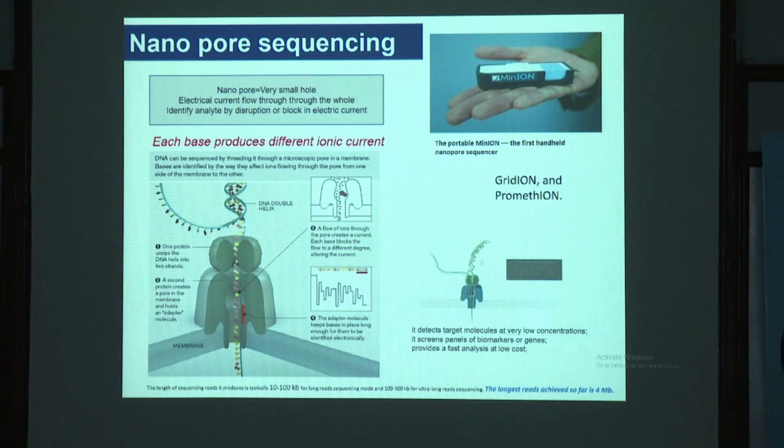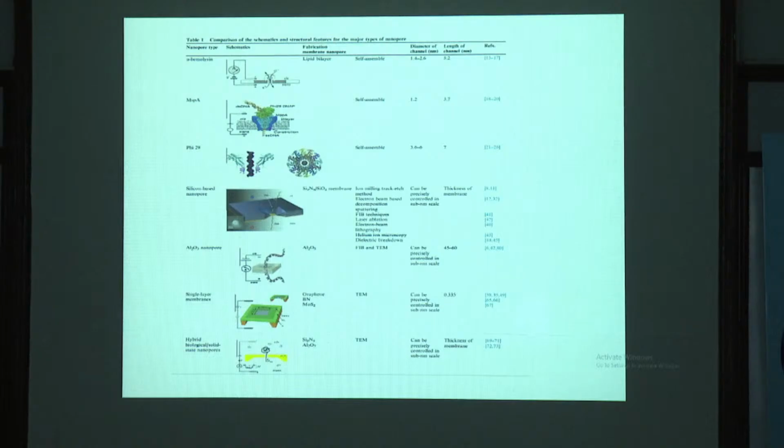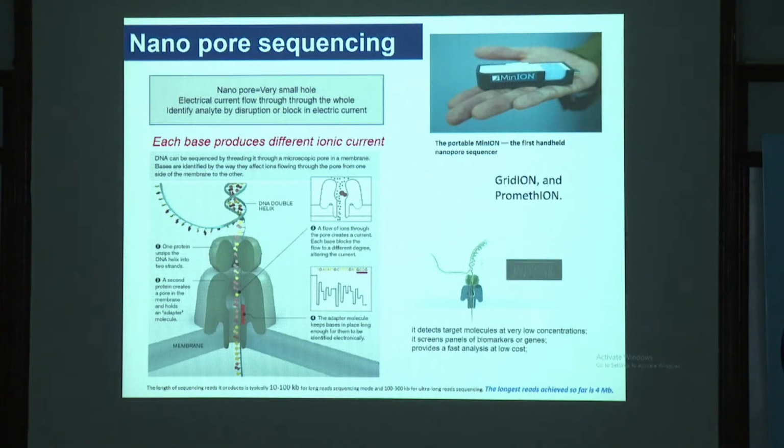So this is the first portable one, the MinION. Other than this, there are 2 other variants, GridION and PromethION. I've just kept these 2. And then, the nature of these nanopores: there are different kinds of nanopores which can be utilized for sequencing purposes.